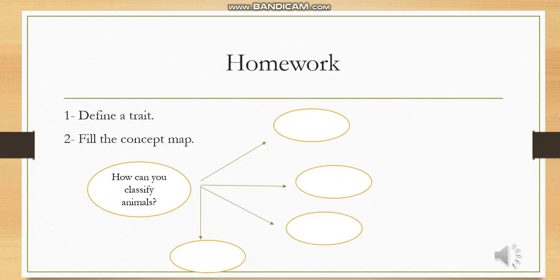Please open your science copybooks, write the date, the name, the chapter, the lesson, and the page. Underline them. After that, write question number 1, define a trait. Write the answer under it. Please pay attention to write a complete answer.